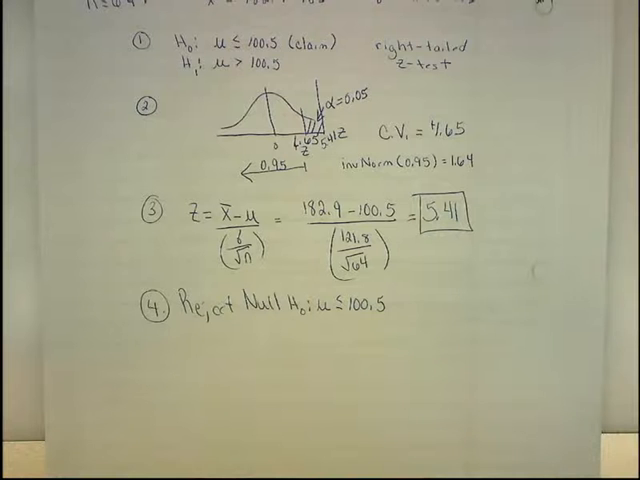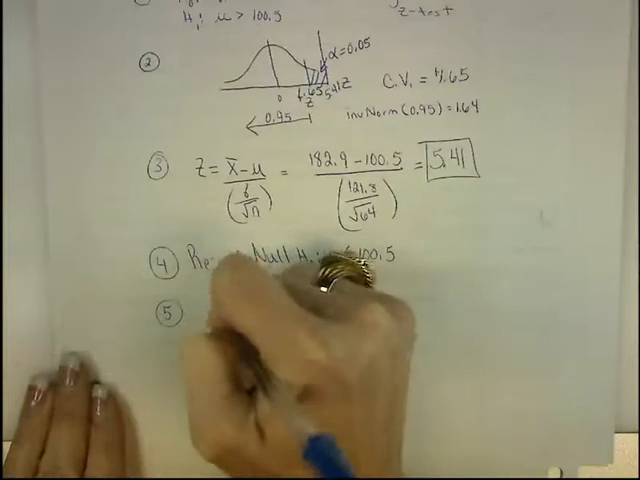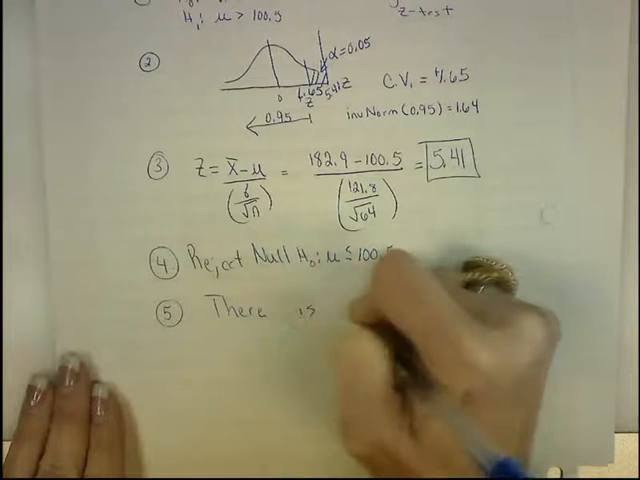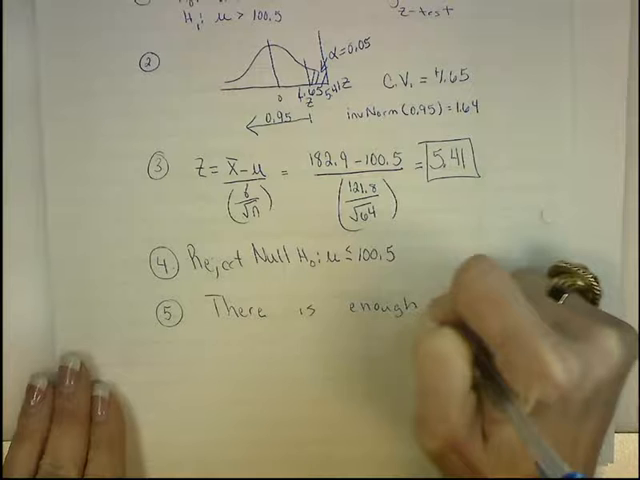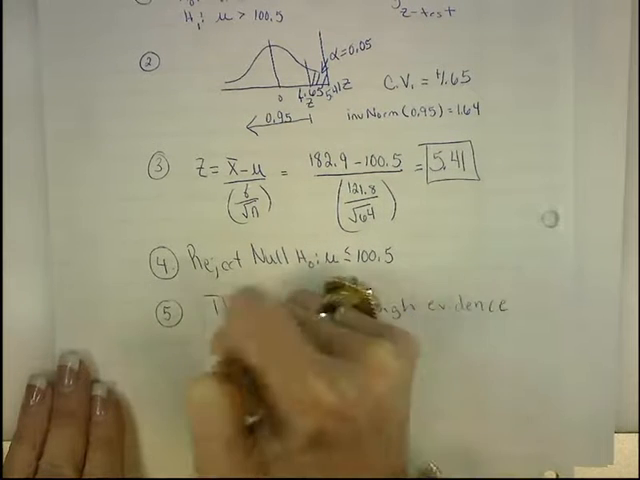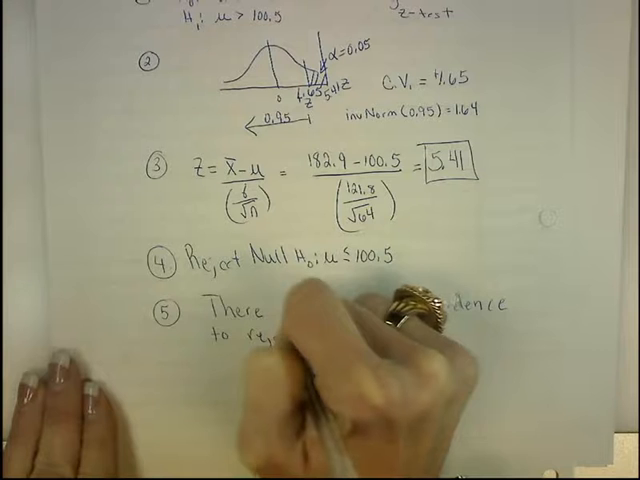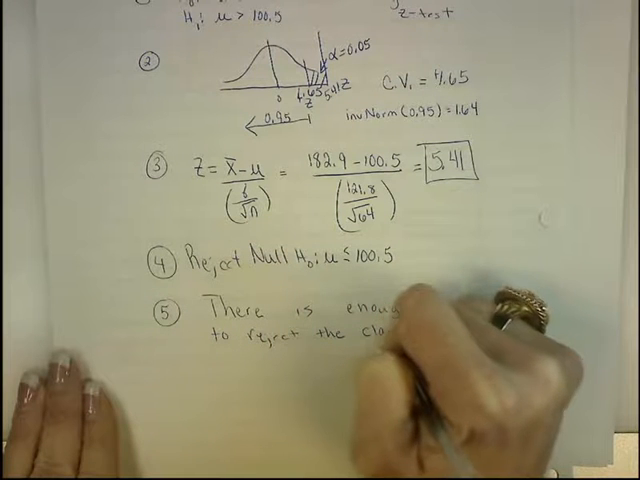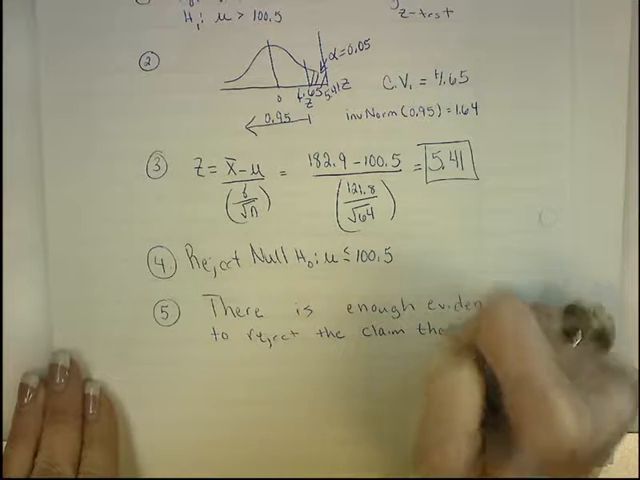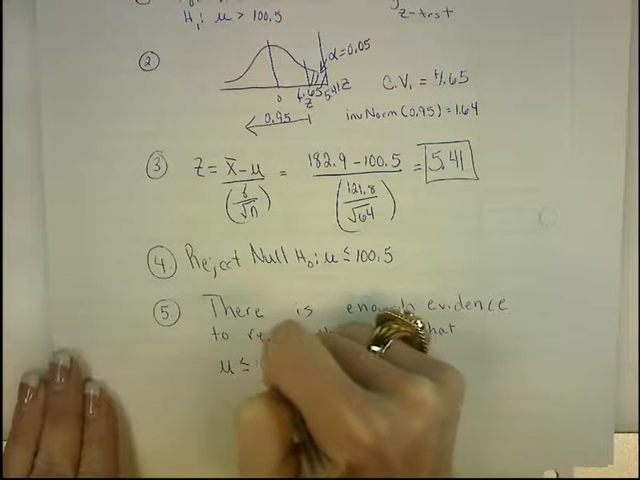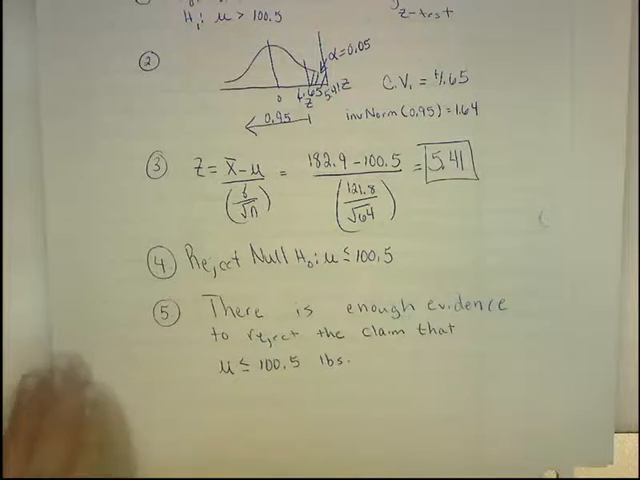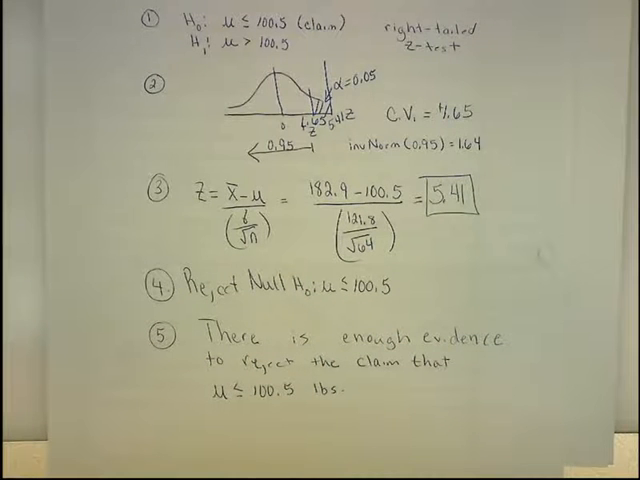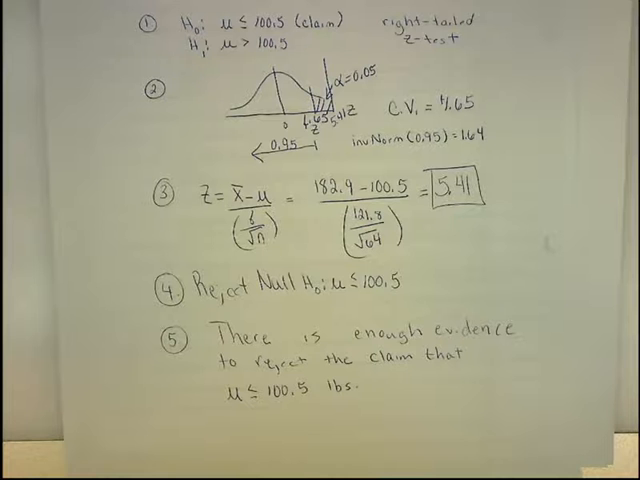There is enough evidence to reject the claim that mu is less than or equal to 100.5 pounds. Remember, since we rejected the null, there's still the possibility of a type 1 error, rejecting the null when it could be true. So rejecting something that's true is a mistake, but we'll never know that. But there's still the possibility that we committed a type 1 error in this problem.